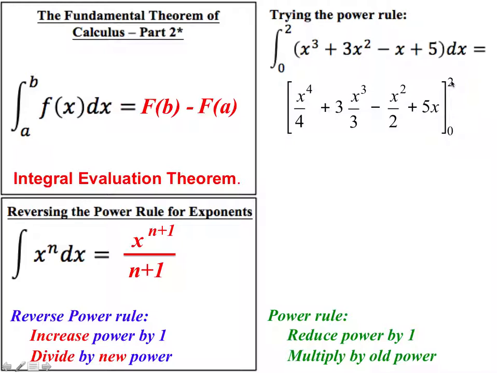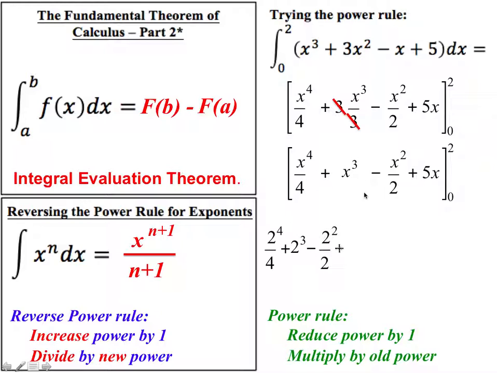We're going to evaluate it at 2, and then subtract what we get when we evaluate it at 0. Remember, the 0 is the left side of the shape and the 2 is the right side of the shape. To evaluate it at 2, I just plug 2 into each x location. Before I jump into that, let's do the simplifying I mentioned earlier. 3 divided by 3 simplifies, so that's just x cubed, and everything else doesn't need simplifying. Now I'll plug in 2: 2 to the 4th over 4, plus 2 cubed, minus 2 squared over 2, plus 5 times 2.